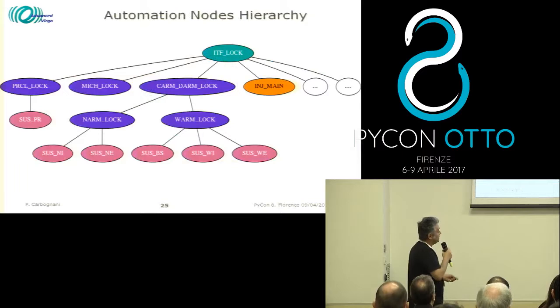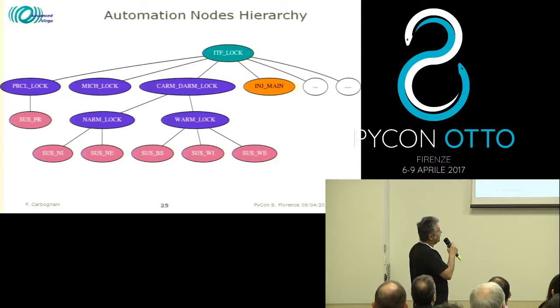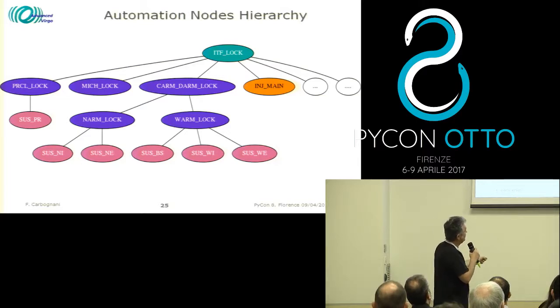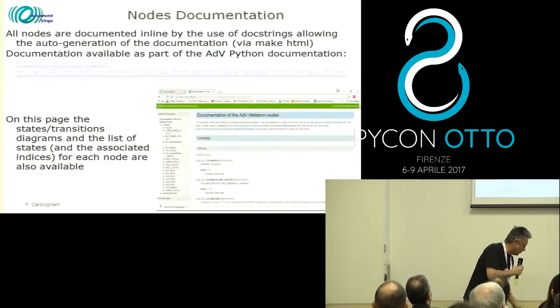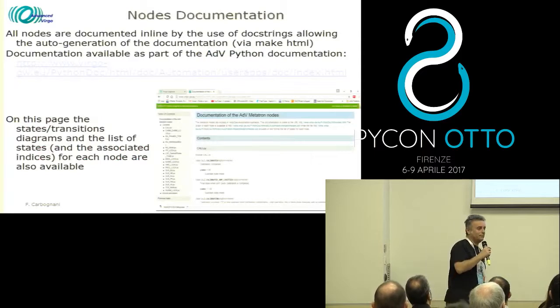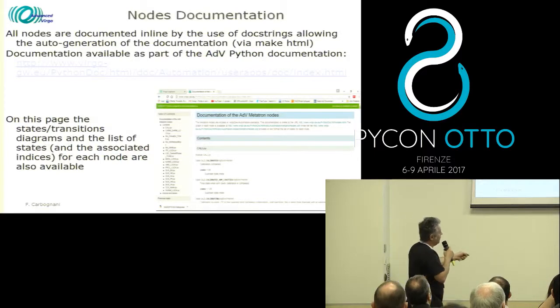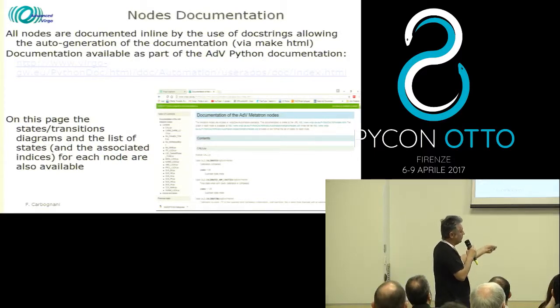So you see, as I said, this is a hierarchical state machine system. Basically, you control the single tower, then you control the arm, then you control the different degrees of freedom associated with controlling your interferometer. We have all the documentation Python compliant, and available on a website using Sphinx.